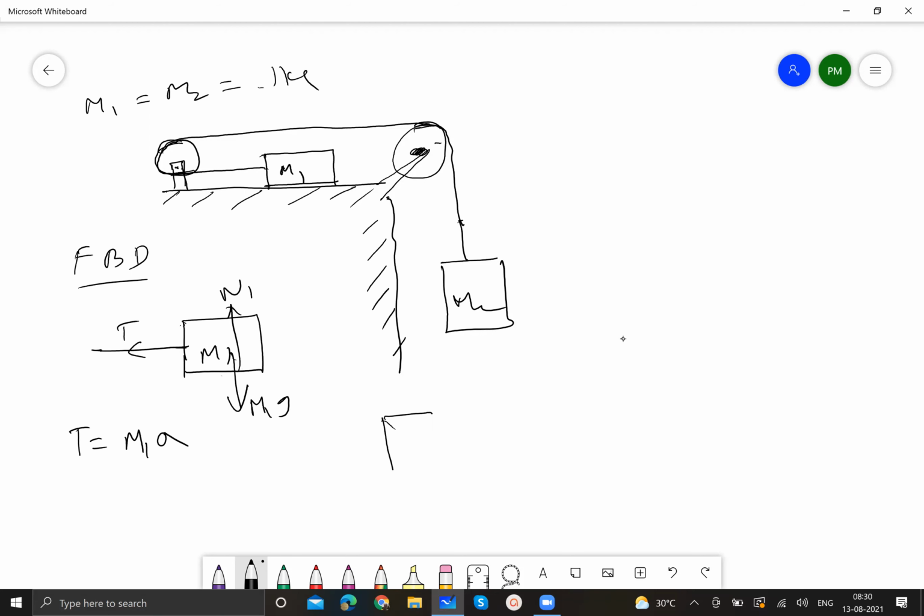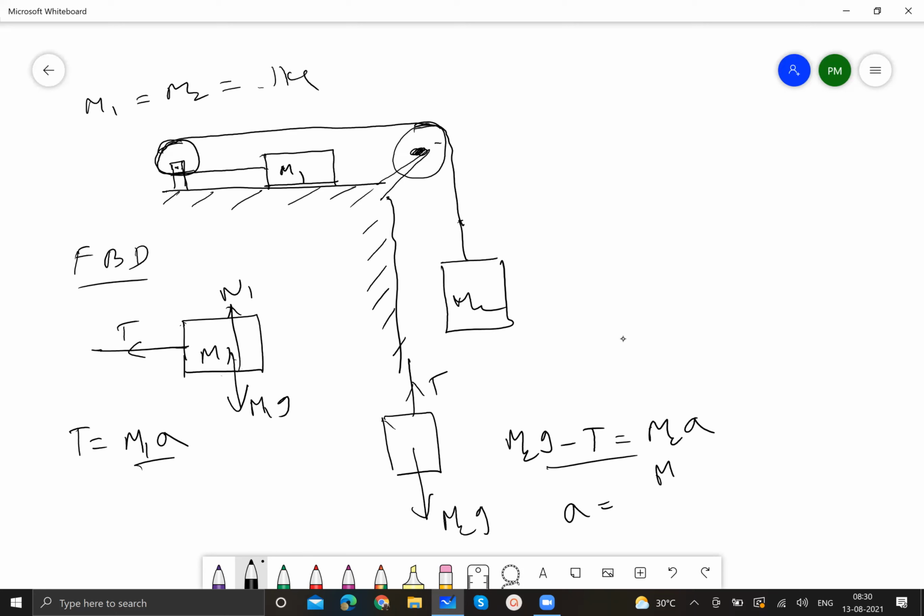Coming to M2, this is M2g, here is the tension. If you want acceleration in the downward direction, then M2g minus T should be equal to M2a. So in place of T, if you substitute this and solve for a, we'll get it as M2 by M1 plus M2 into g. So this will come out to be g by 2.